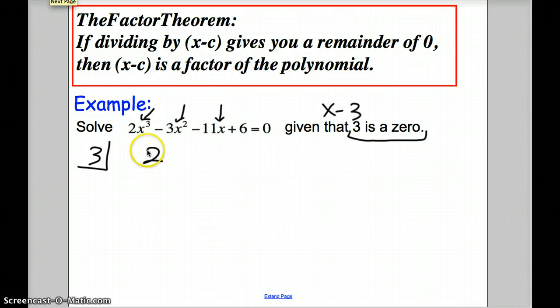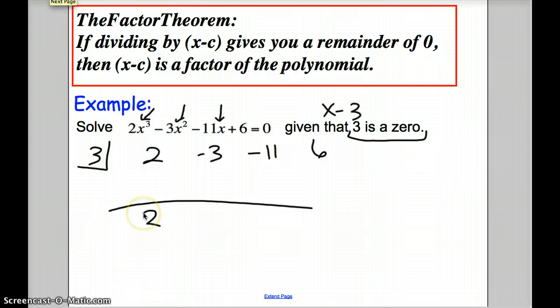So let's try that and see if it works. Using our synthetic division, we're going to drop the 2, multiply, and add. Multiply, 3 times 3, 9, negative 11 plus 9, negative 2. Multiply 3 times negative 2, I get negative 6, and I get 0. Remember, the degree of the quotient is 1 less than the original polynomial, so it'll be 2x squared, 3x, and minus 2.